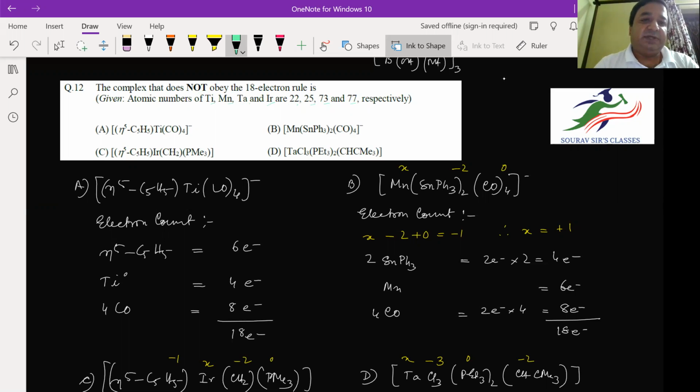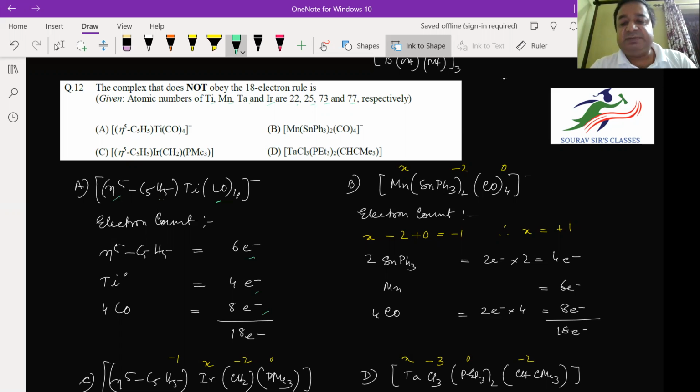respectively. For the first complex A, it is eta 5 C5H5, which is a cyclopentadienyl ion coordinated to titanium. So the hapticity eta 5 indicates that it is connected to 5 atoms of the cyclopentadienyl anion, and besides that, it is coordinated to CO4, that is carbonyl. If you do the electron count, for the C5H5, it is a 6 electron system. For titanium 0, it is a 4 electron system. For the 4 carbonyls, it is 8 electrons. So the total electron count will be 18 over here.